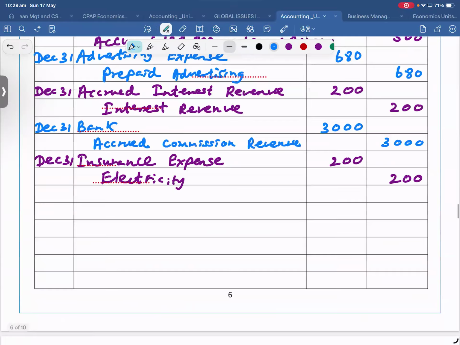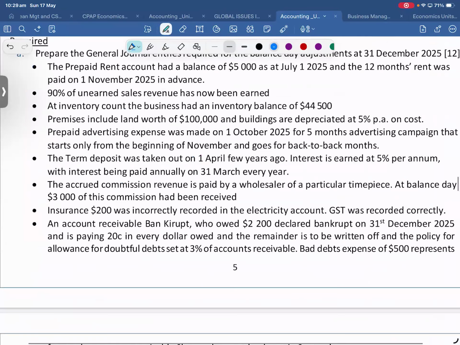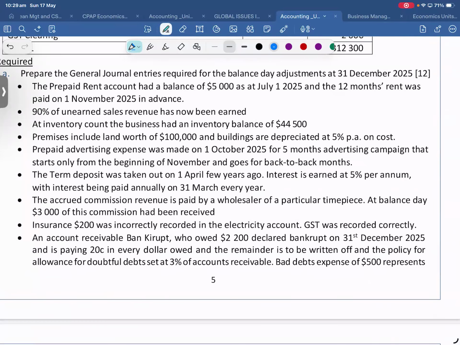Okay, guys. Read the last one in this page. I need your comments.